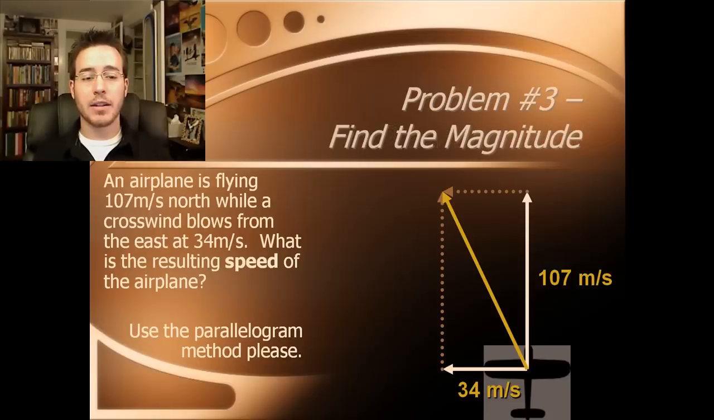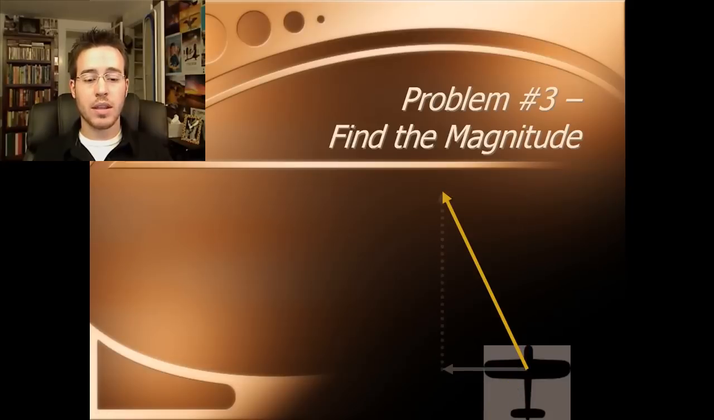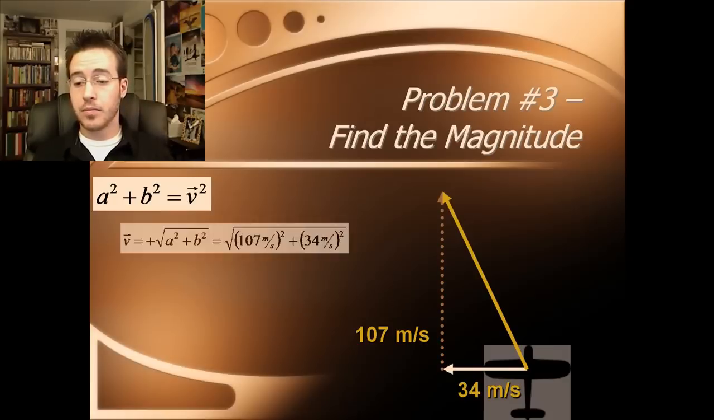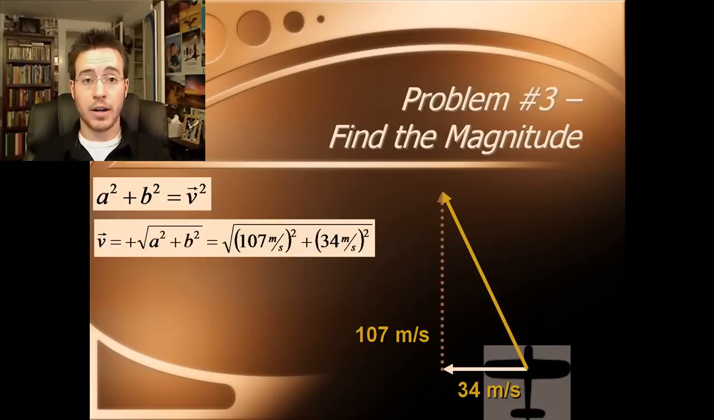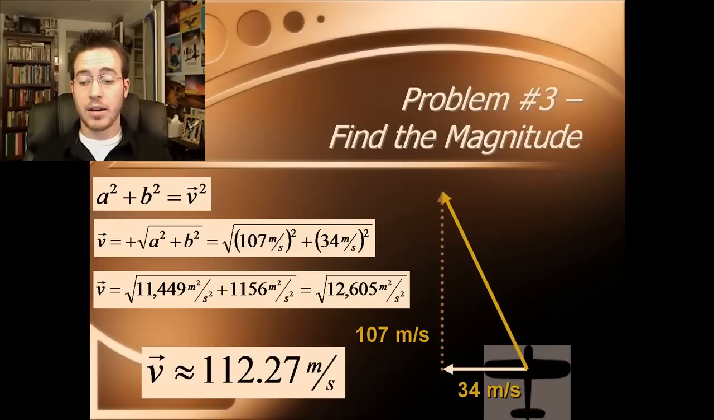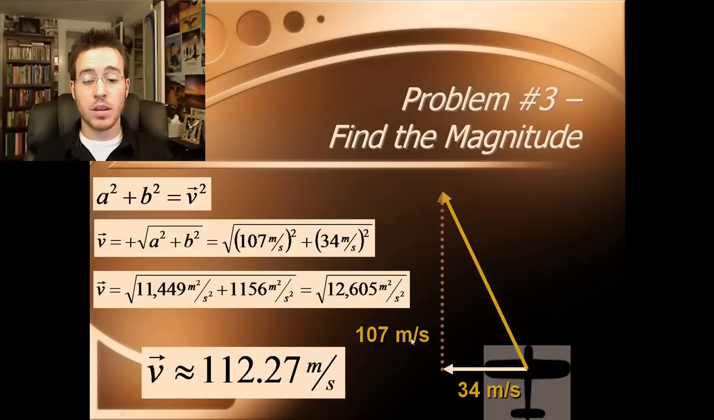Okay, so now we need to find the magnitude. Now, with the parallelogram method, it doesn't matter whether you use this right triangle or this right triangle. I'm just going to use this one because it was the second one up. And we'll use the Pythagorean theorem to find the magnitude of this vector right here, the resultant velocity. So we'll plug it into our formula, 107 squared plus 34 squared, all of that under the square root. Add them all together, will give us 12,605 meters squared per second squared, all of that under the square root. Throw that in the calculator, and it'll give us about 112.27 meters per second.